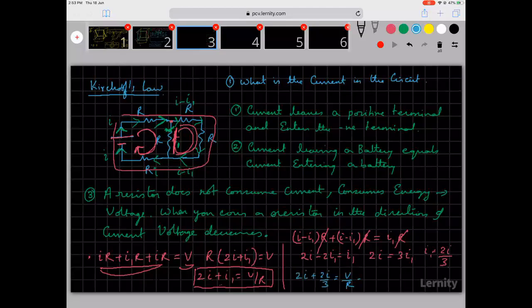The question is, what is the current in the circuit? So I is equal to 3V by 8R. I is equal to 3V by 8R. So this is how you apply Kirchhoff's law and then do this. Okay, can you please think about this for a few minutes, work it out, and then ask.